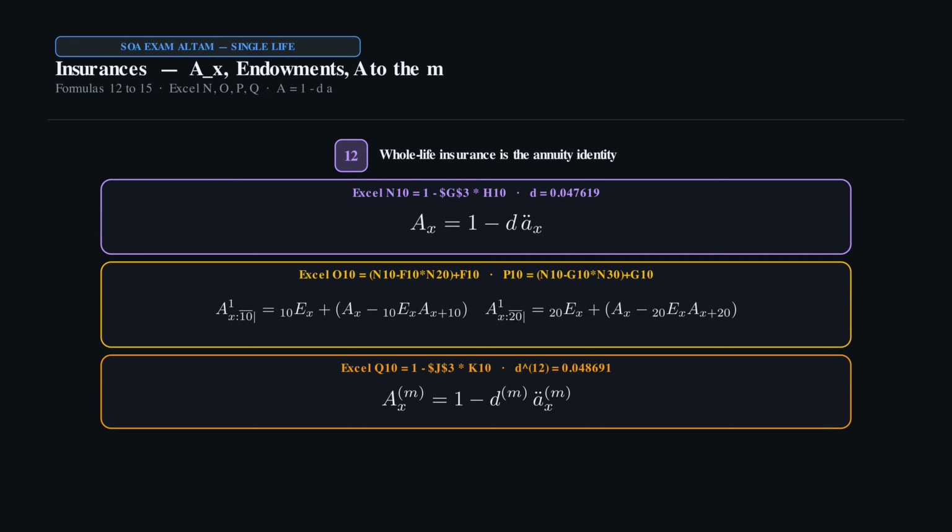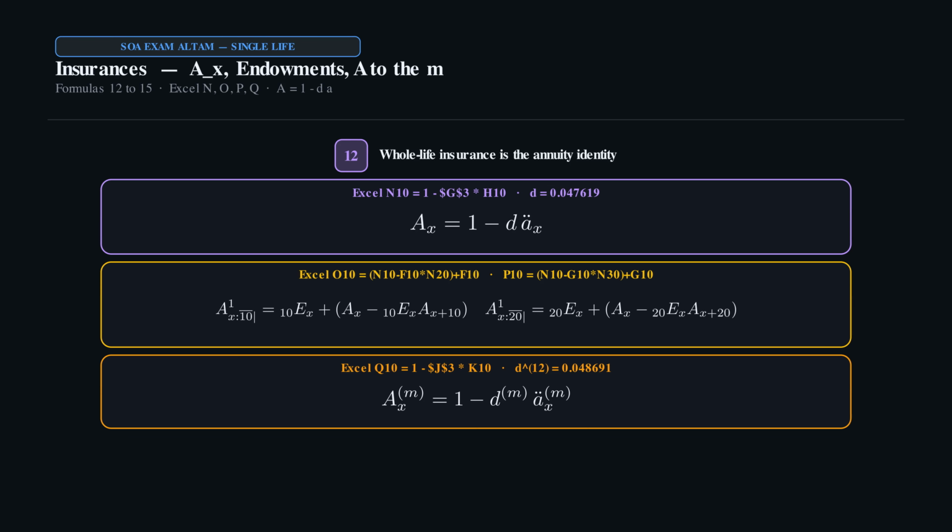Formula 12 is the discrete identity. A x equals 1 minus d times a double dot x. Excel multiplies header d, 0.047619, by column H. At age 20, that is 1 minus d times 19.9664, which is 0.04922. Formulas 13 and 14 build the endowments.